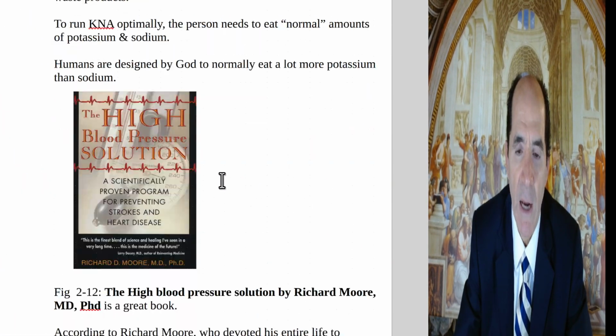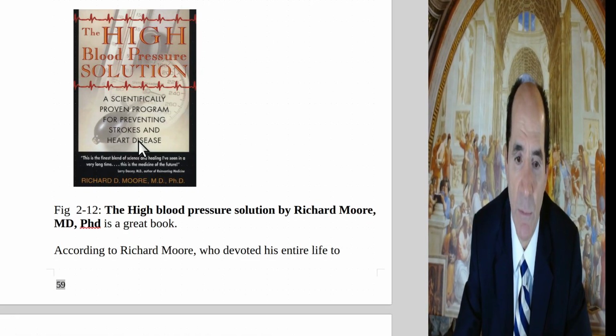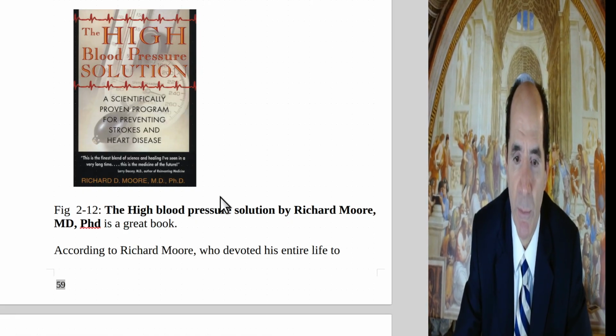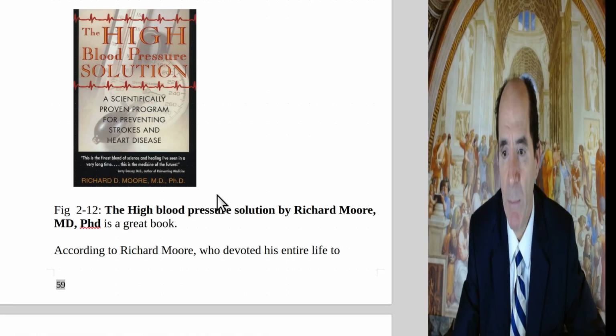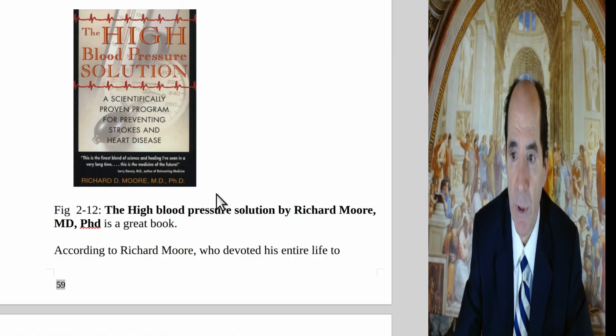The cell uses a lot of its energy. This, by the way, is a great book. If you want to understand plasma membrane ion pumps, this is by far the greatest book ever written on that subject. It's called The High Blood Pressure Solution by Richard Moore, MD, PhD. He spent most of his life doing research on these membrane ion pumps, and it's a brilliant book.